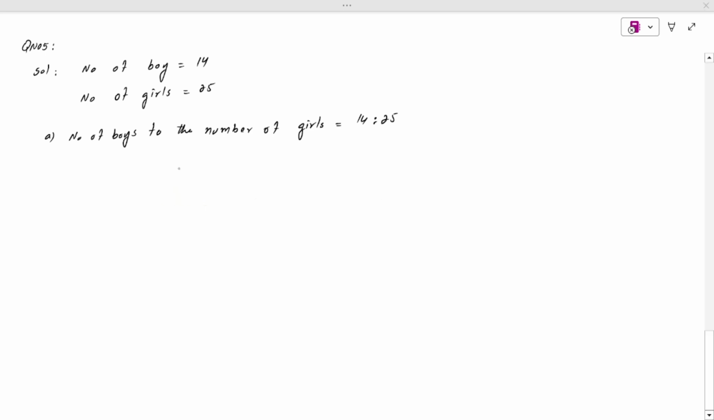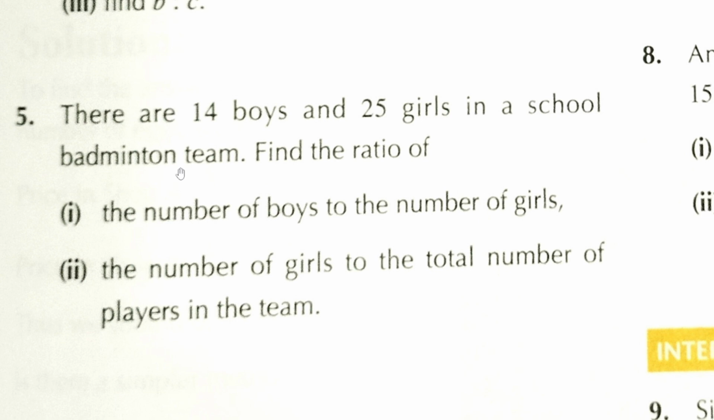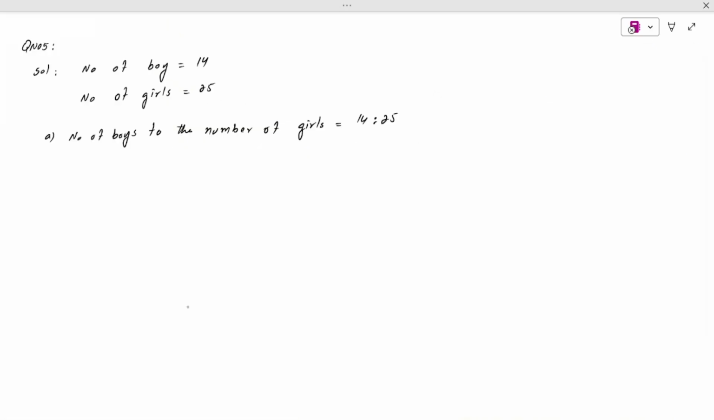Now we will solve part 2. In part 2, he is asking for the number of girls to the total number of players in the team. The total number of players in the team: total players is equal to 14 plus 25, and this equals 39.